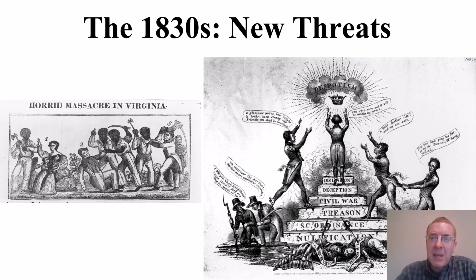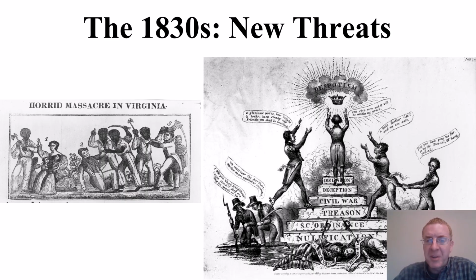But also look at the image on the right, and you will see that there is a problem going on. And if you look at the staircase on which the man in the middle is standing, the second step from the bottom says SC Ordinance, SC for South Carolina. The bottom step says nullification. So this is the Tariff Crisis of the 1830s, which we'll be looking at today.